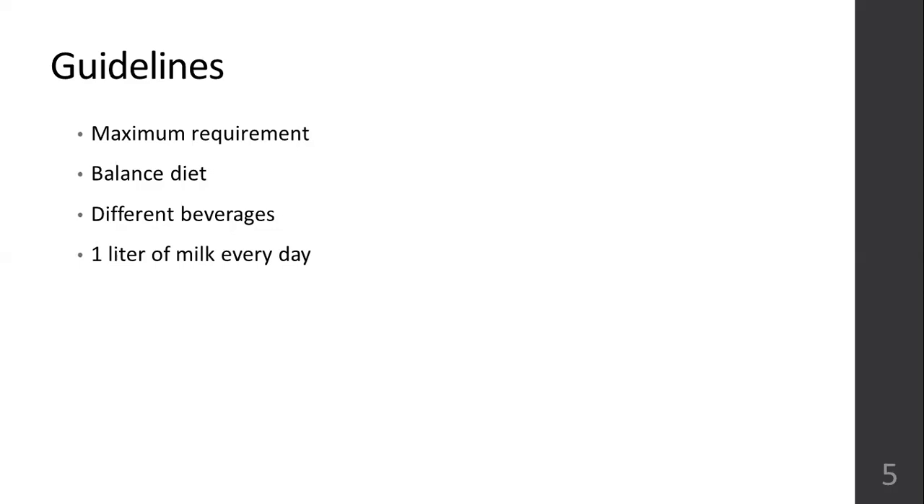Okay, and at least 1 liter of milk every day she has to have. 1 liter of milk or milk substitute, 1 liter. So if the upper limit is 3 liters of fluid, 1 liter is coming from milk itself. Okay, the other 500 ml can come from fruit juices, buttermilk, or soup that she is having.